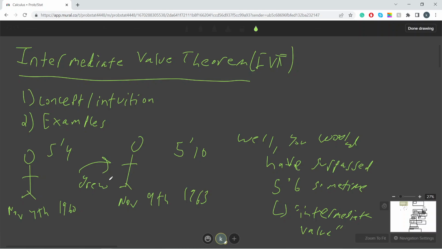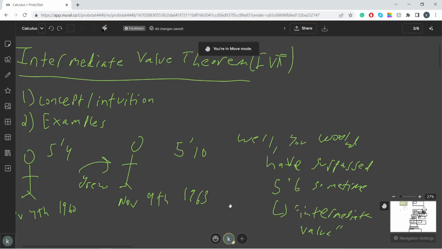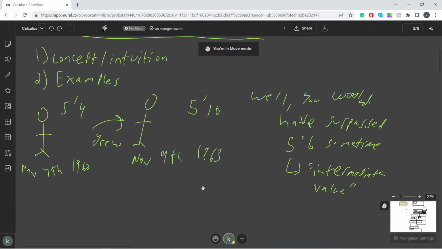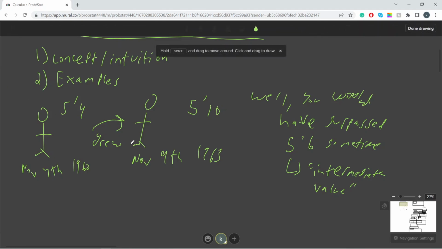Because you grow in a continuous fashion, well, you plateau at some point, but you don't just grow and then suddenly spike up and then come back down. So in this case, your growth can be approximated as a sort of semi-continuous behavior. But 5'6" as the intermediate value had to have happened somewhere between November 4th, 1960 and November 9th, 1963. So how does all this intuition tie into the intermediate value theorem?